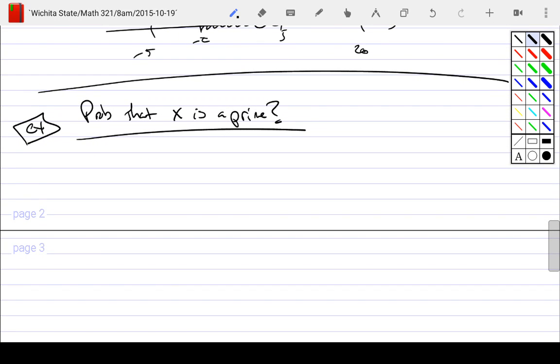Probability of x being prime. How many primes are there between 2 and x? Remember, what are we going to do? We're going to count the event, primeness. So that pi function counts that. That tells me how many primes there are. How many total numbers are there? X. Okay, but what is pi of x approximated by? And that is what?